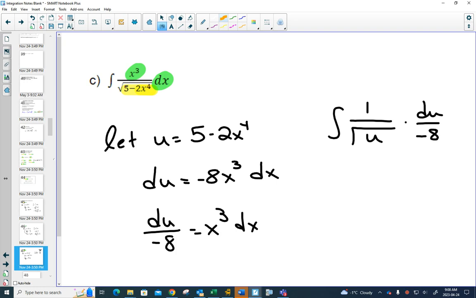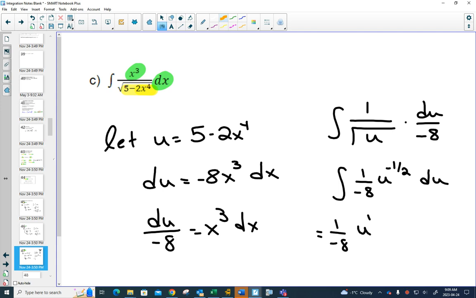Now I'm going to rewrite this. The negative 8 on the bottom is like a fraction of negative 1/8. The square root of u on the bottom is like u to the negative 1/2. So I'm just rearranging my equation here so it's more in a format that we're used to doing. Numbers in front, like the negative 1/8, they don't have any effect. They could be in front of the integral as well. So when we do this integration, we still have the negative 1/8.